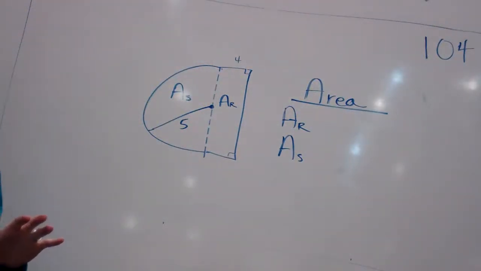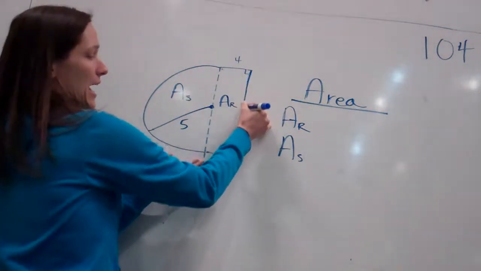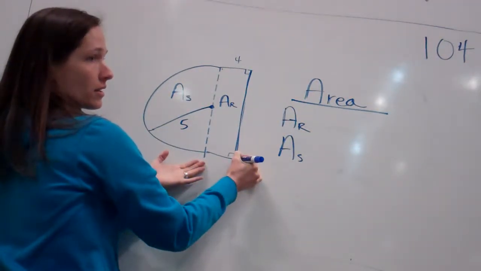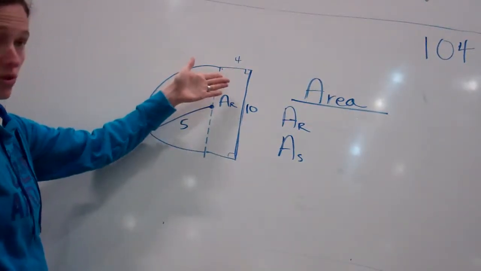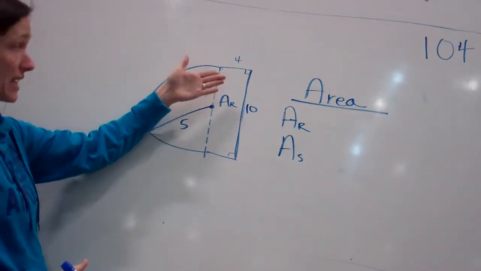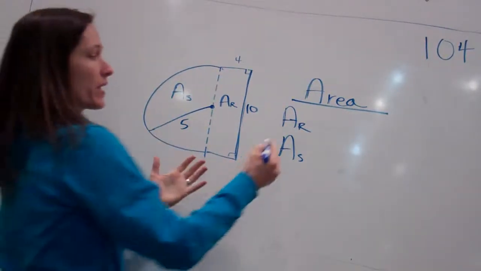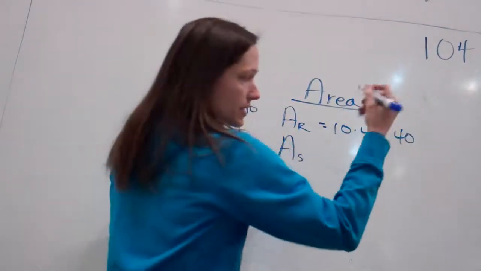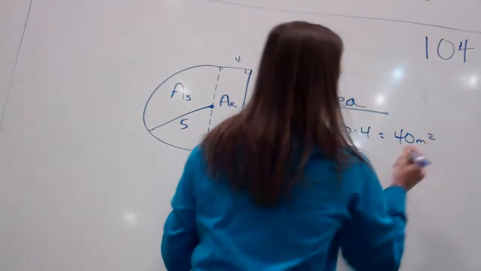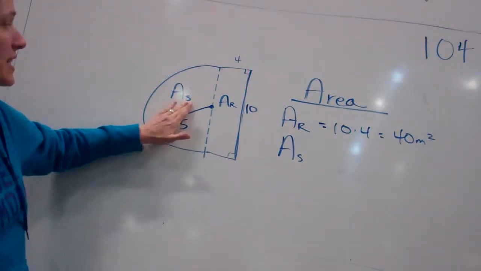Is everybody with me? Now we've already done a lot of the work. We found this line to be what? 10. Okay, so can I find the area of this rectangle? Yes. Okay, what would I do? 10 times 4, length times width. You need to know the area of a rectangle is length times width. So we would do 10 times 4, and we would get 40. And I guess this is in meters, so it's going to be 40 meters squared. Now we just have to find the area of the semicircle.